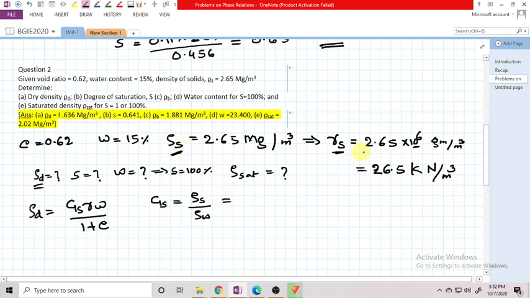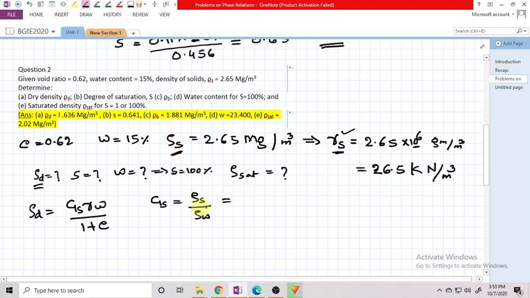Density of solids, don't put it in terms of unit weight, because they are asking in terms of densities only. They are not asking dry unit weight. If they are asking dry unit weight, then you can proceed with the unit weight of solids. Since they are asking in terms of density, I will continue with the densities only.